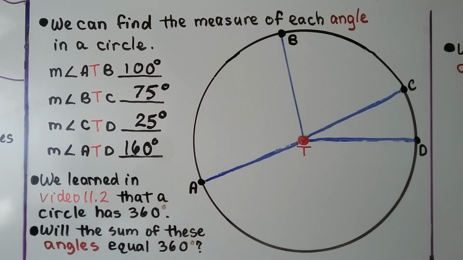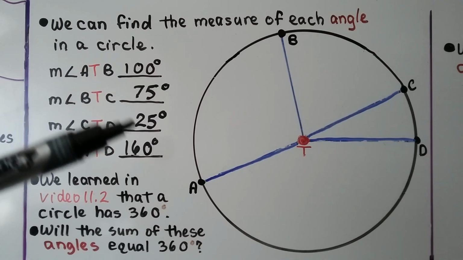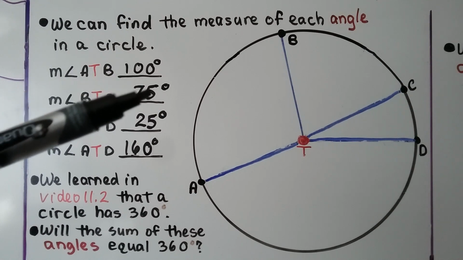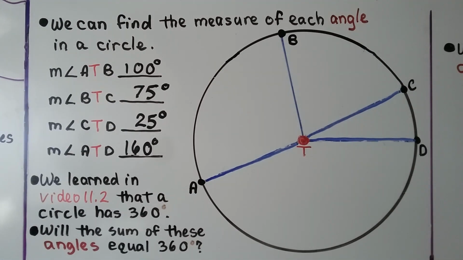And we learned in video 11.2 that a circle has 360 degrees. Will the sum of these angles equal 360 degrees? Well, we have 100, we have a 75 and a 25, that makes 200, because that's 100, right? We have 100, 200, 360. So yes, the sum of these angles is 360 degrees, and that's how many degrees are in a circle.